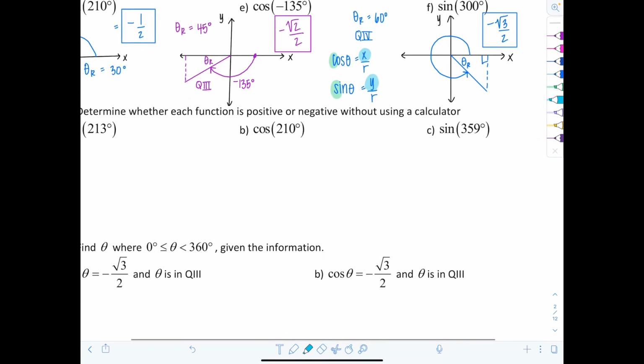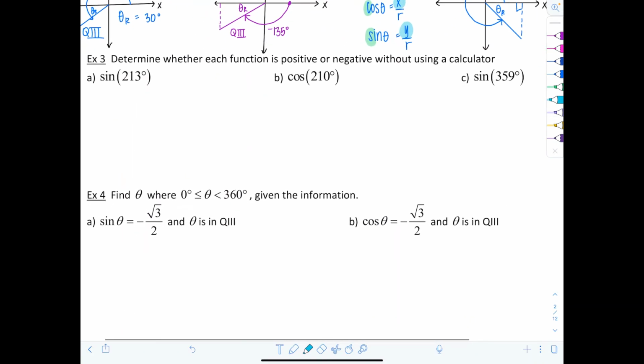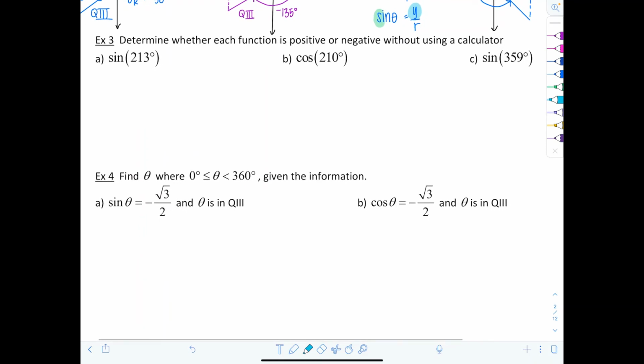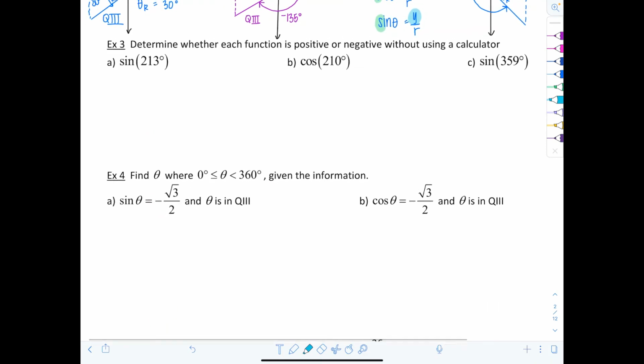Okay. Next ones are pretty fun. Determine whether each function is positive or negative without using a calculator. So we're going to use what I talked about just a second earlier. So sine of 213 degrees, no calculator. All you need to do is figure out in which quadrant 213's terminal side is.